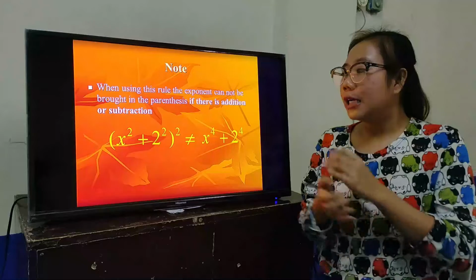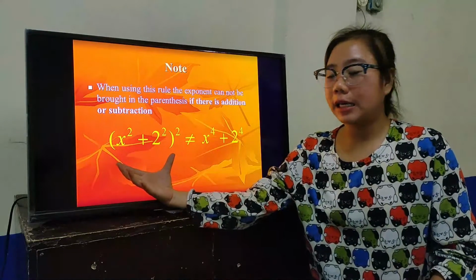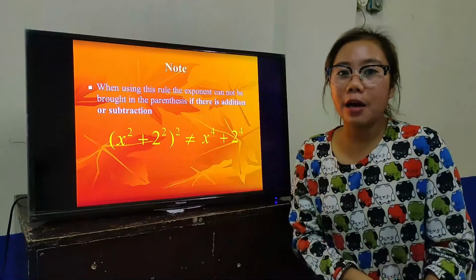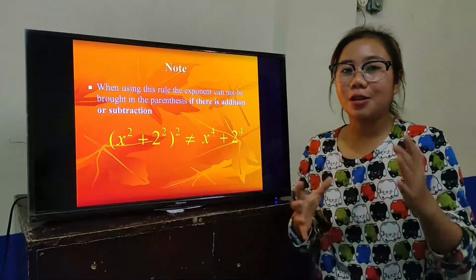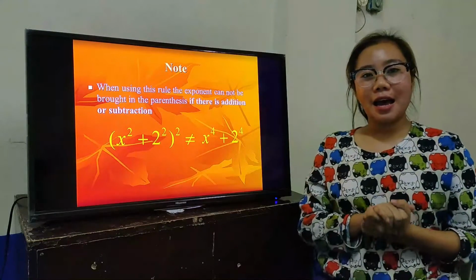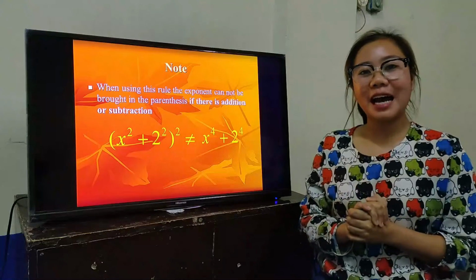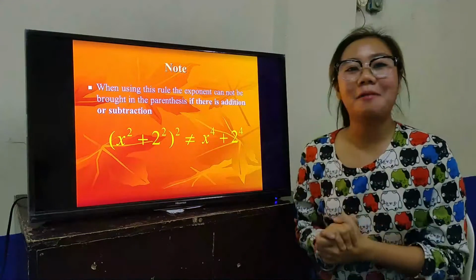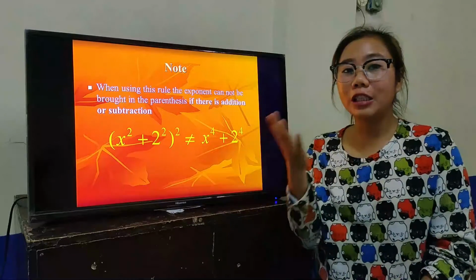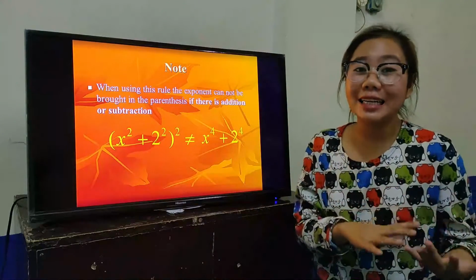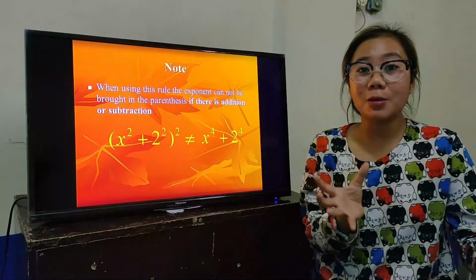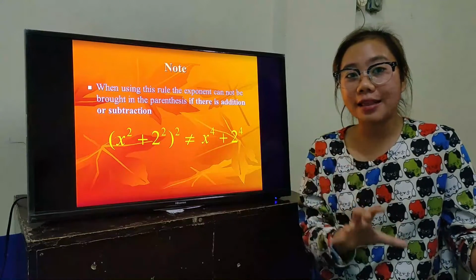Sa paggamit po ng exponent rule number 3 natin, dapat wala siyang kasamang addition and subtraction operation. Kasi kapag ganito na po yung ating expression, we need to use the FOIL method. Yung FOIL method po na yon ay sa susunod pang mga araw natin pag-aaralan kung mabibigyan pa ng pagkakataon. Pero for now, yung exponent rule number 3 po natin ay for a single expression or multiplying expression po muna. Hindi po kasama yung addition and subtraction.